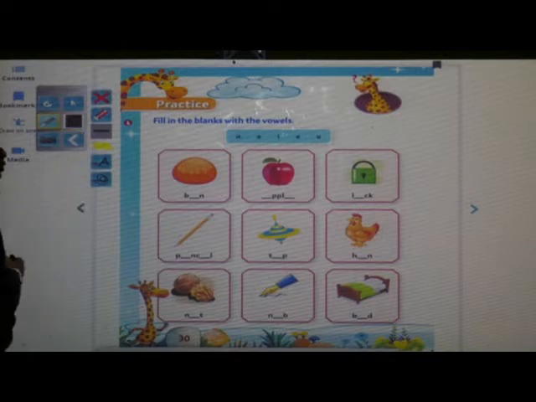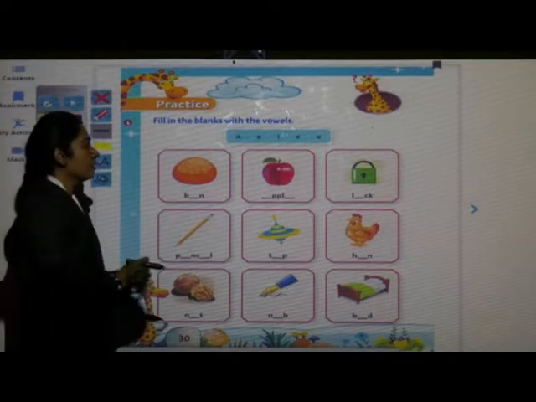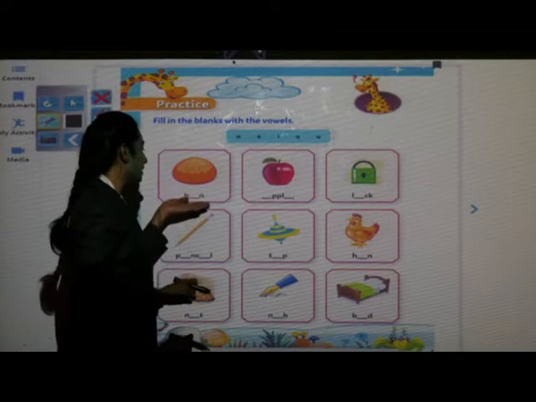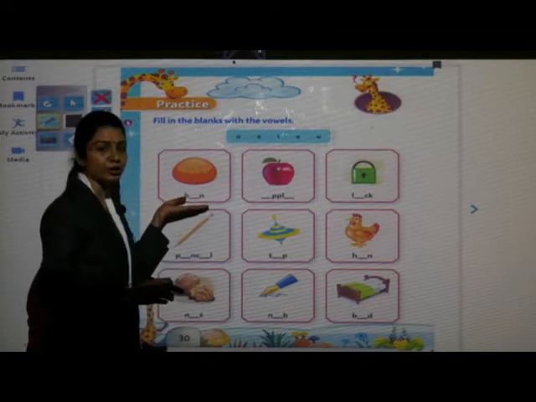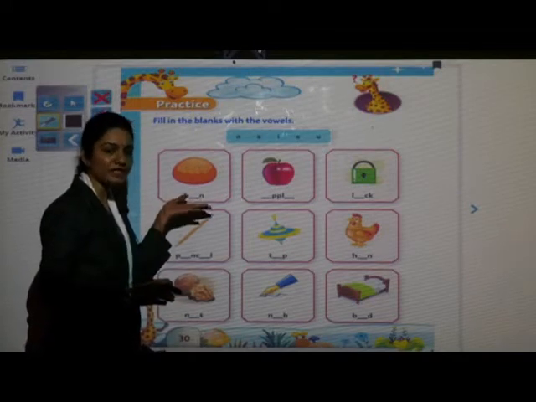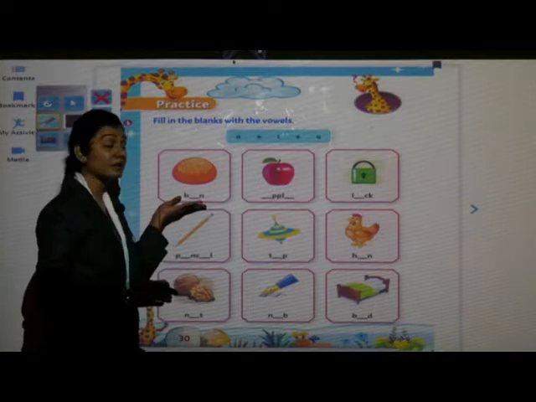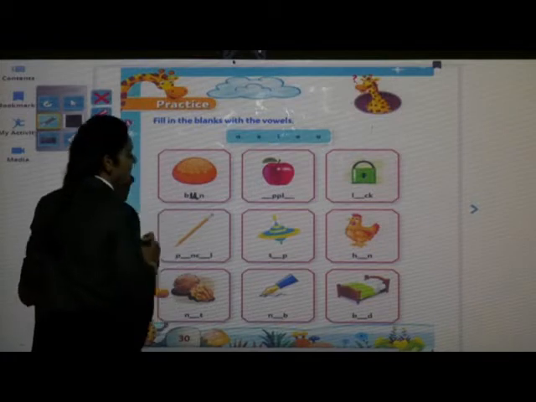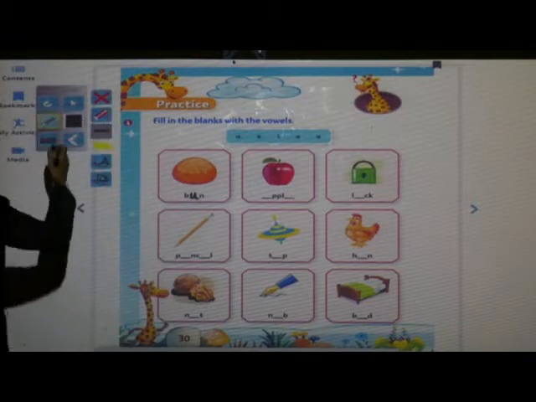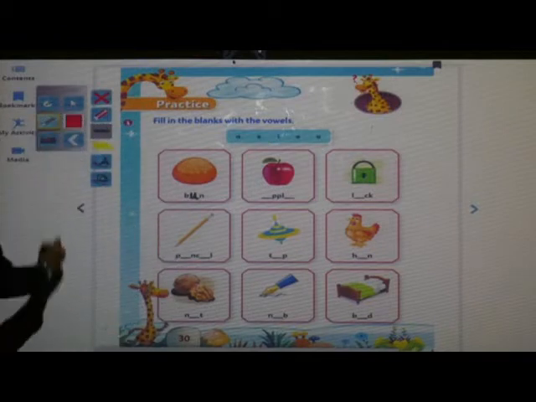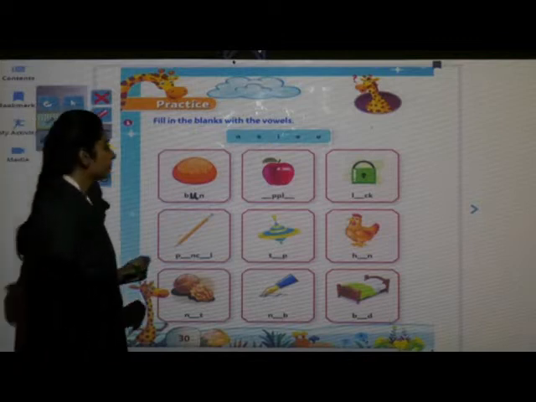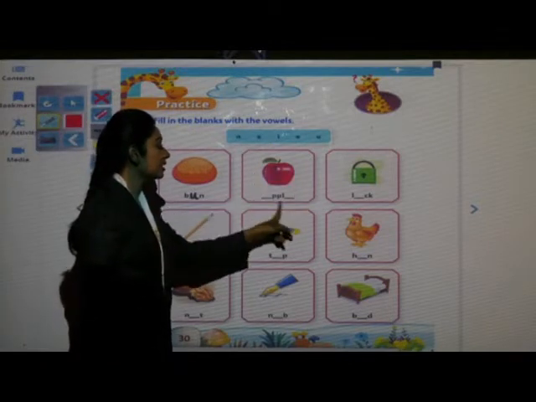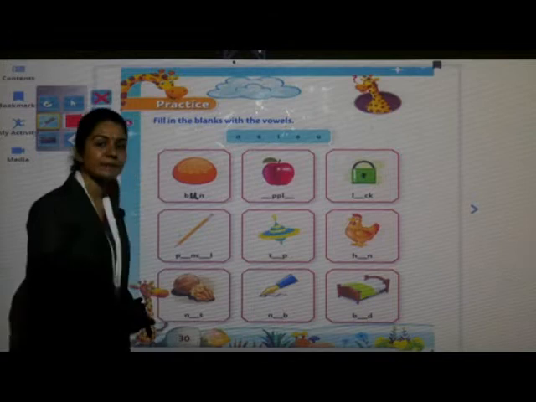Bun, very nice. So what will be the spelling of bun? From these vowels, which letter should we use here? Very nice. B-U-N, bun. Right here. B-U-N, bun. Complete? Yes.